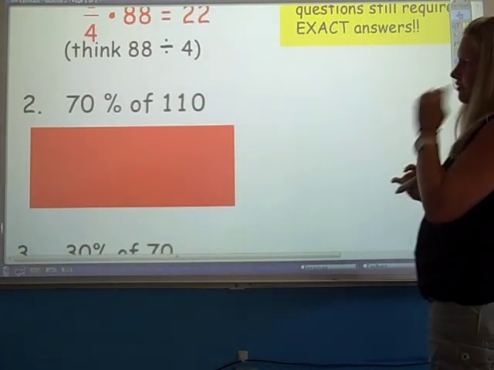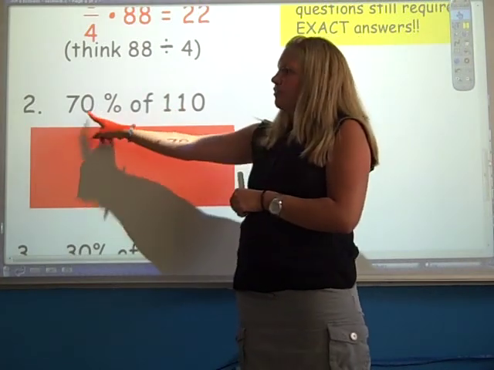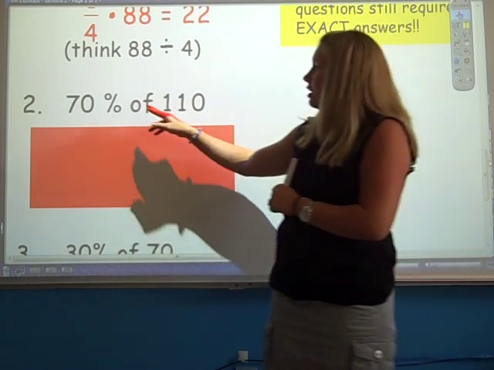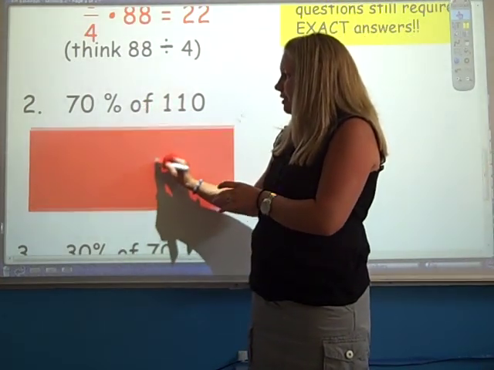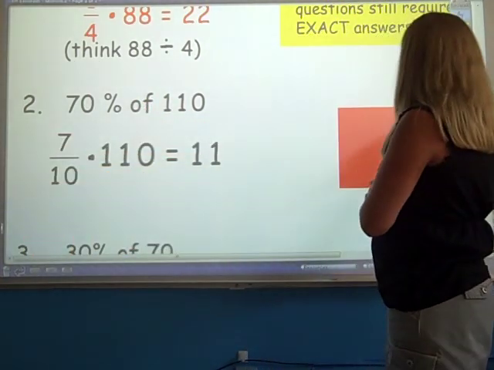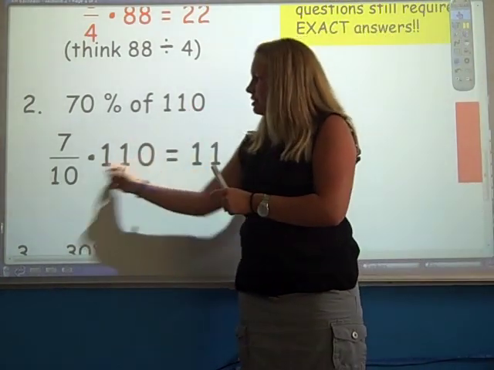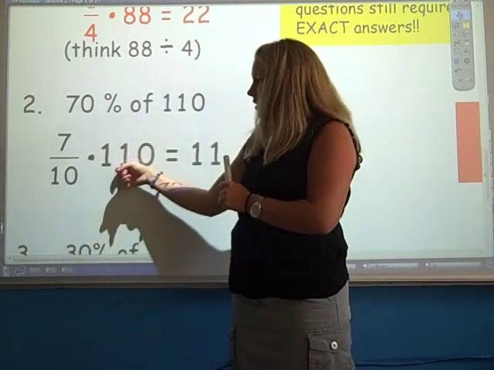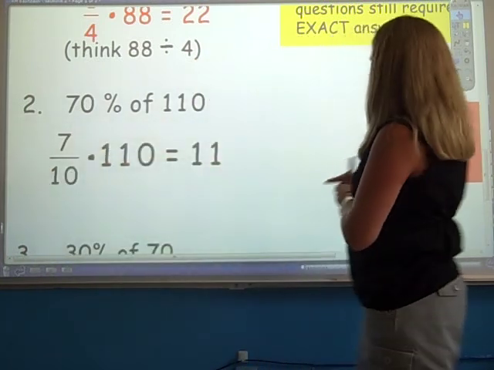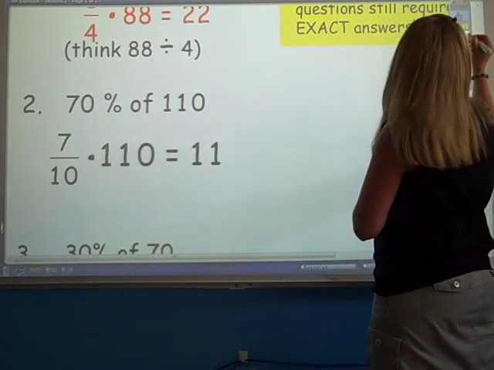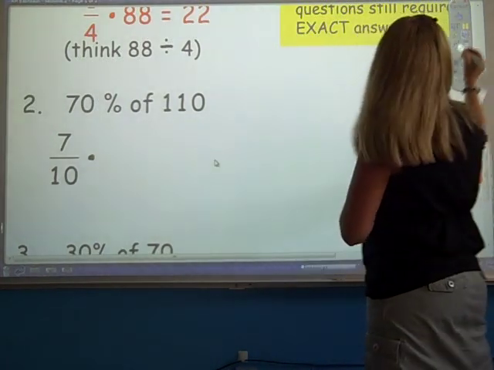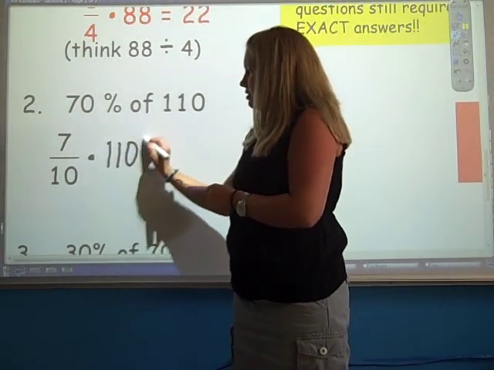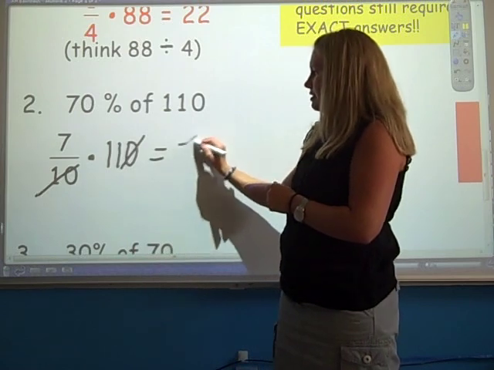For the next one, 70% of 110. You have to think what 70% is as the fraction, which is 7/10. Of means times 110. Now, when I do this problem in my head, I think 110 divided by 10 first, because that's how you cancel them out with fractions. You get 11. 11 times 7. Oh, the answer is wrong here. It should be 77. Get rid of that. Times 110 equals, these would cancel out the 10 and the 0, and you get 77.